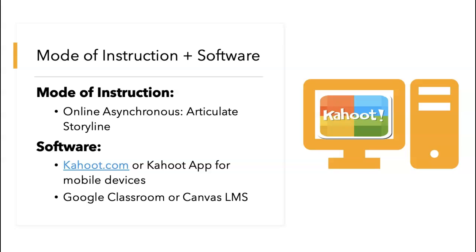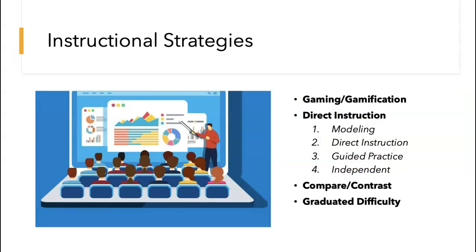Learners will use the Kahoot app or Kahoot.com from any web browser. And at the end of the lesson, they will create a Kahoot challenge, which they can choose to post on either Google Classroom or Canvas LMS. This lesson plan features 4 instructional strategies: gaming or gamification, direct instruction, compare and contrast, and graduated difficulty.